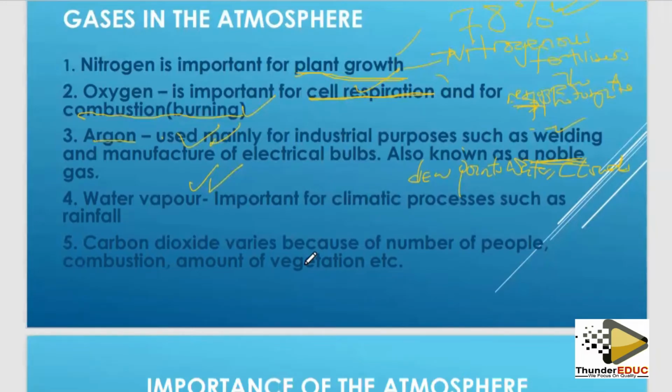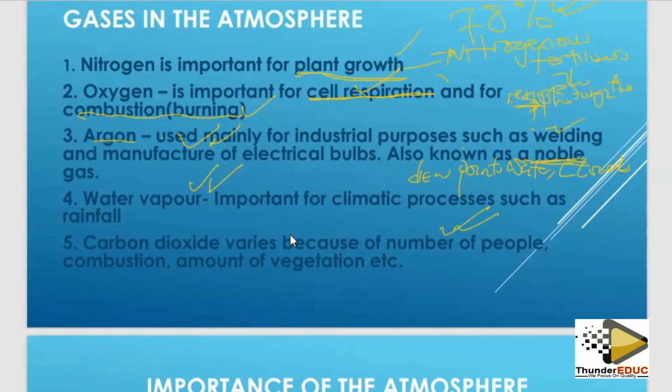Right, we'll move on to carbon dioxide as one of the constituents again. Carbon dioxide, we said, varies because of the number of people, combustion, amount of vegetation, etc. Those are the determining factors, or the factors which control the amount of carbon dioxide.